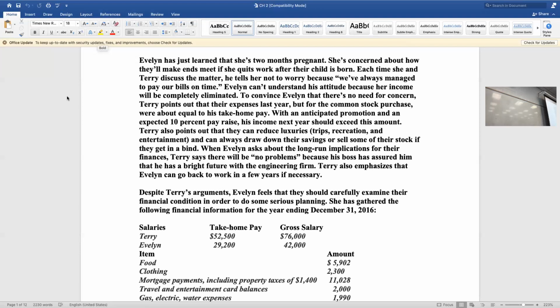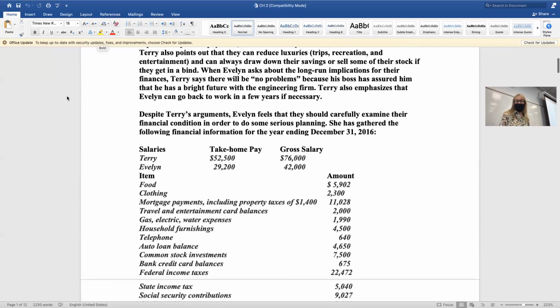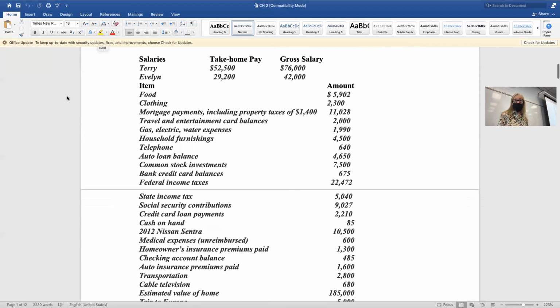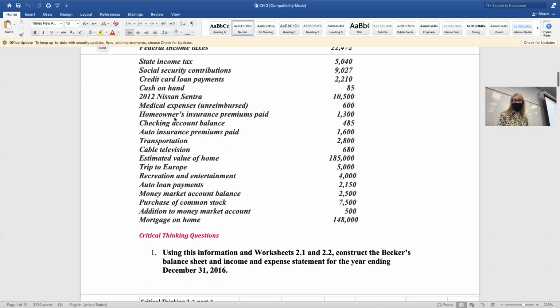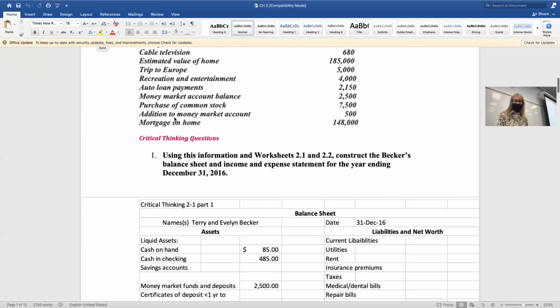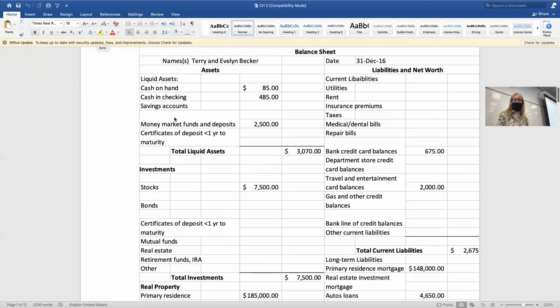All right, so anyway, they're examining their financial condition in order to see what they can do. So here's all this information here. And then you needed to prepare a balance sheet and an income statement. So this is what your balance sheet should have looked like. The cash on hand was $85. They have $485 in their checking account.